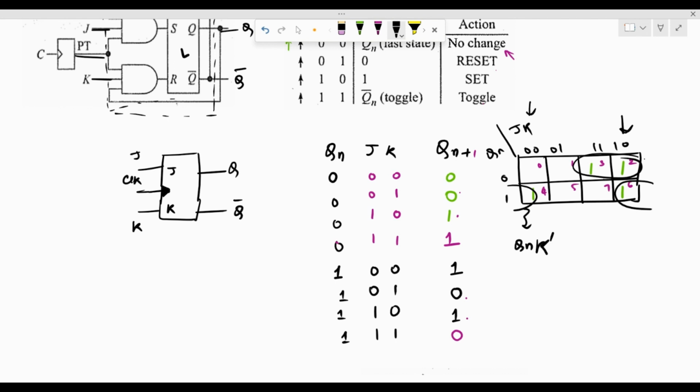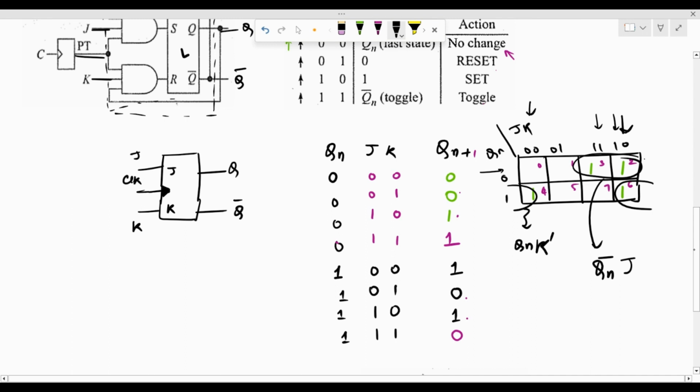So, it is K dash when it comes into the expression. Now, the expression for this particular group, it is Qn dash because it's along this row. And looking at the two columns over here, only J remains 1 for both of these ones in the group. So therefore J is going to be in the expression.